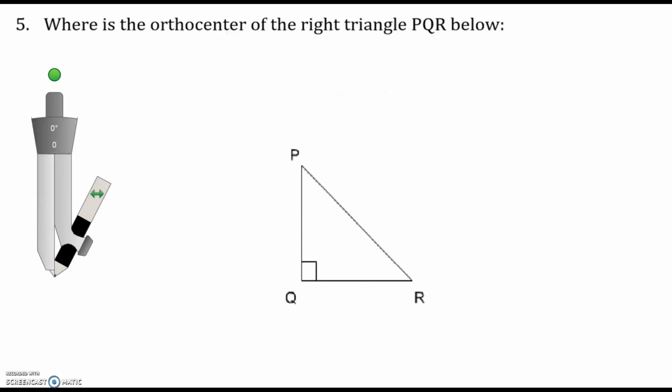Alright, and for a right triangle, like we said before, is where your 2 altitudes are intersecting. Remember, P to Q, that's one of your altitudes because it's making a perpendicular. R to Q is also a perpendicular. So what's nice on a right triangle is that the vertex where the right angle is always your orthocenter. So you actually don't need to do any work on that one.